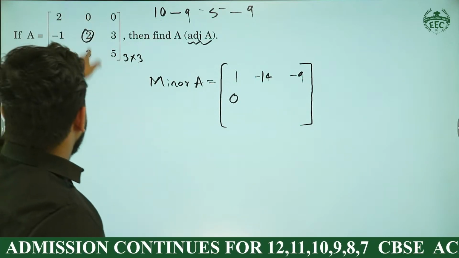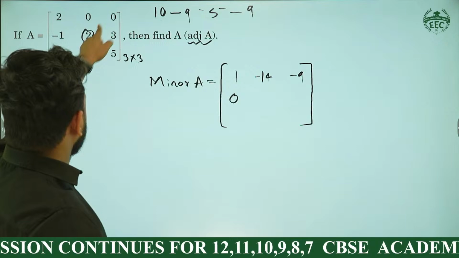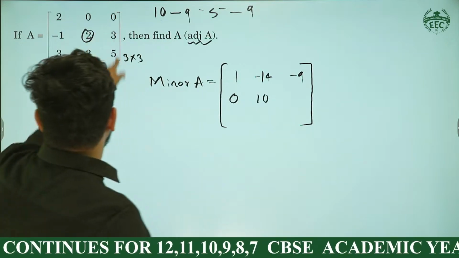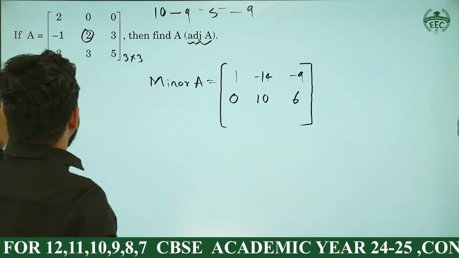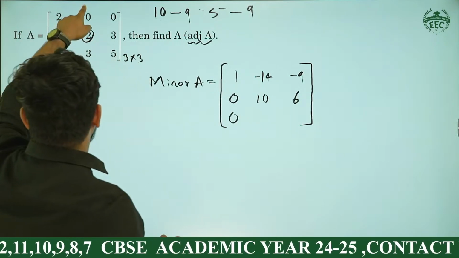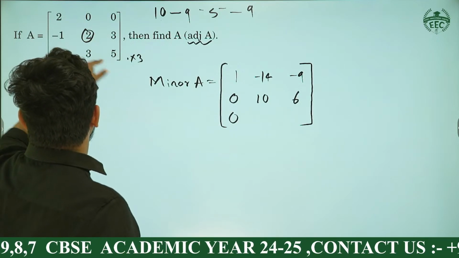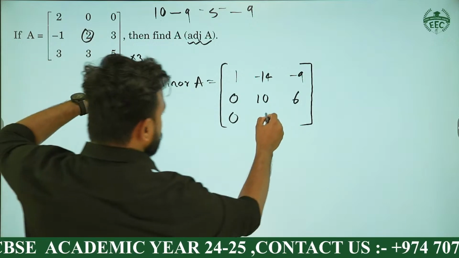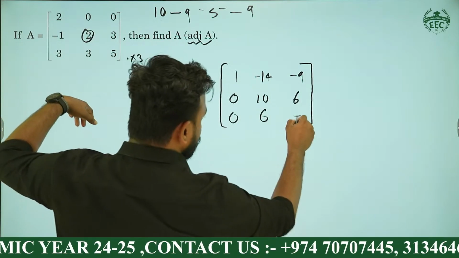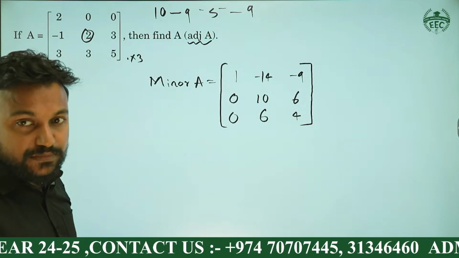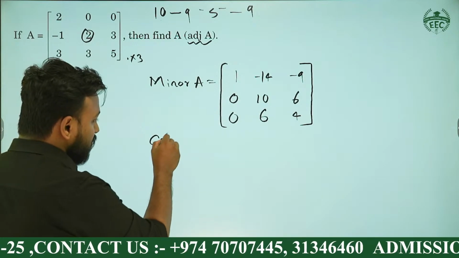What about this? Eliminate these two. You will get 10 minus 0, that is 10. What about this one? You will get 6 minus 0, that is 6. You have to eliminate this, that is 0. You have to eliminate this one, you will get 6 minus 0, that is 6. And you have to eliminate this, you have 4. So these are the minors.